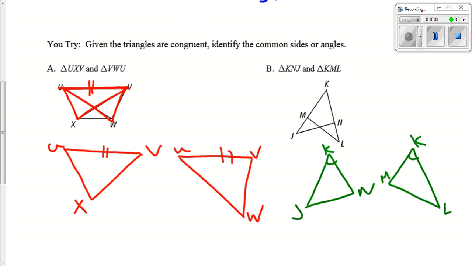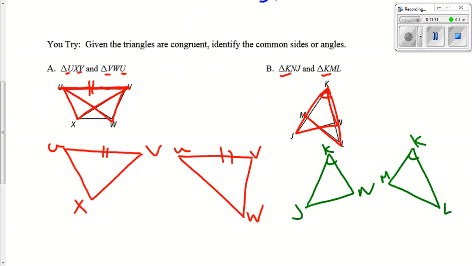All right, and the last one, KNJ and KML. Okay, the only thing they share, once again, is K. And guys, if you look at the names of them too, you can look at what they have in common. If they only have one letter in common, like K, they're probably not sharing any sides, okay? Most likely an angle, maybe, but you can't guess. You have to look and see, do they indeed share the same angle? And then over here, there was a UV in both. So that's how I knew that I could find a common side, because they both had the two letters. So that was good to go.